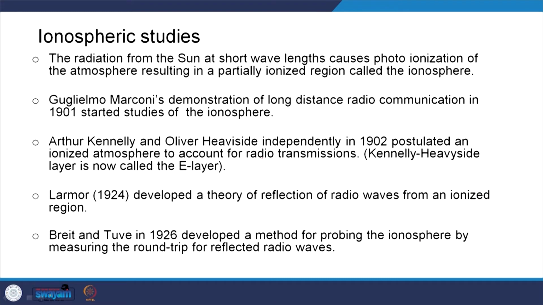Okay, so ionospheric studies, if you just look into the background, how did this ionosphere come into existence, or when did people realize that there is an ionosphere existing in the sky? The radiation from the sun at short wavelengths, that is X-rays, ultraviolet, and extreme ultraviolet radiation, causes photoionization of the atmosphere, resulting in a partially ionized region called the ionosphere. So this is not completely ionized. The majority of the species will be neutrals, and there will be electrons and ions.